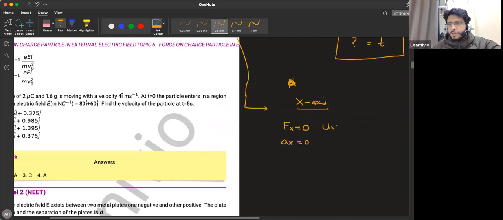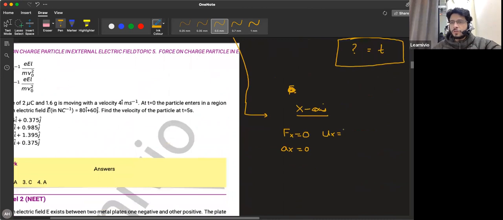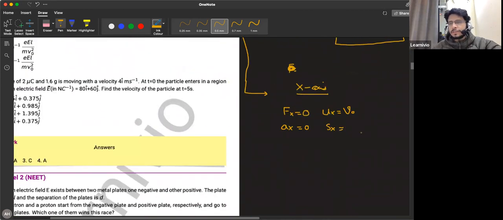What is the initial velocity along the x-axis? This is the velocity with which you projected this electron, v0. So initial velocity along the x-axis is v0. The displacement that this electron will cover along the x-axis is L. So you can say that Sx is L.